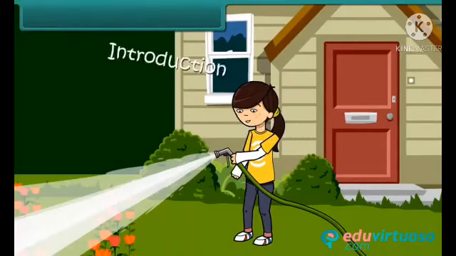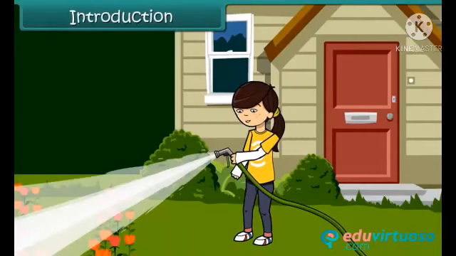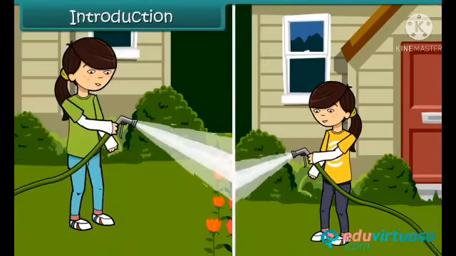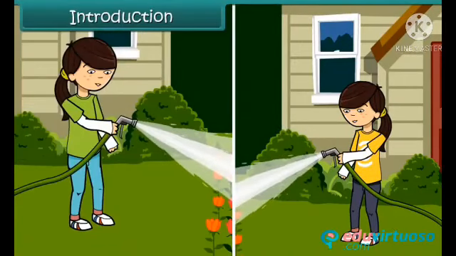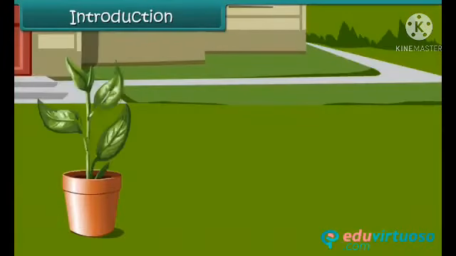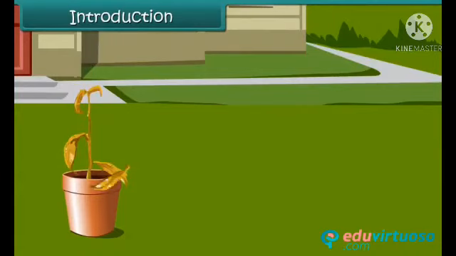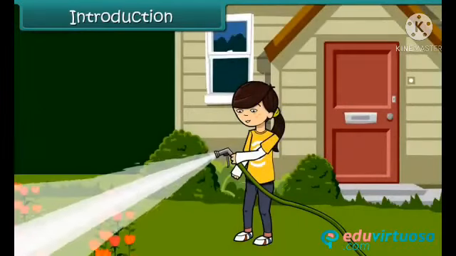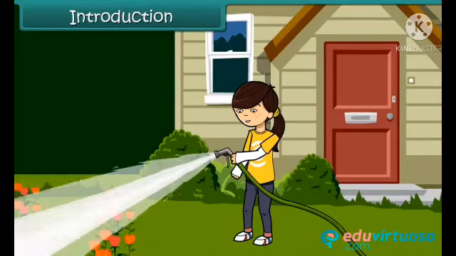Introduction. Tanu waters the plants in her garden every day. She knows that if she does not do so, they will wilt and ultimately die. But she is curious to know how the water that she supplies to the roots reaches the leaves of the plants. In this lesson, we will discuss the process of transportation of water, nutrients, and food in the plants.